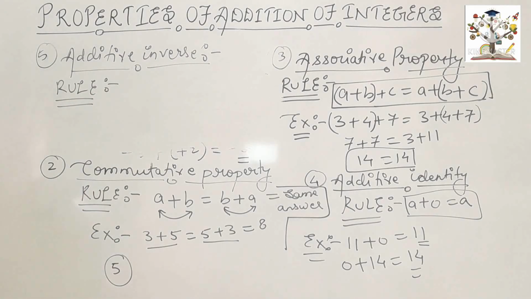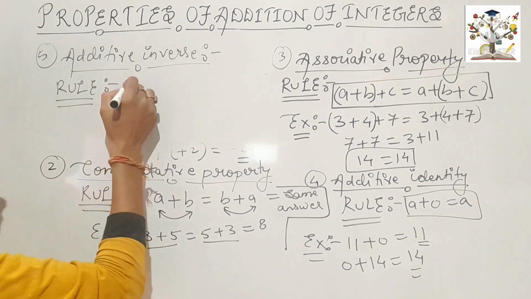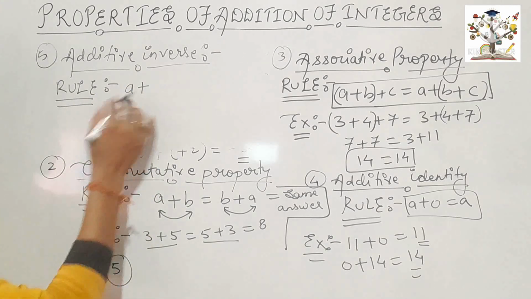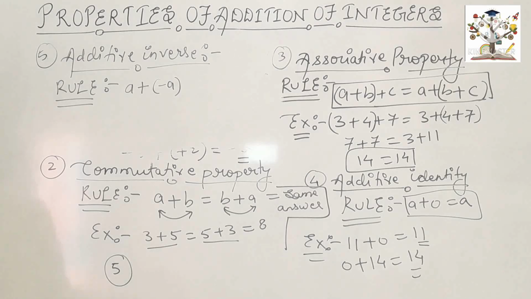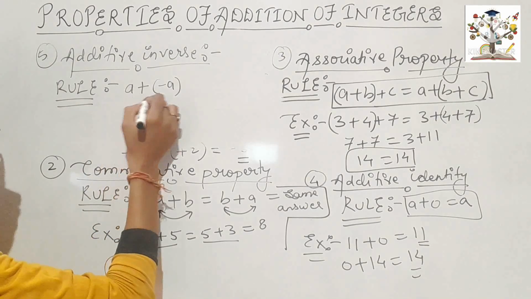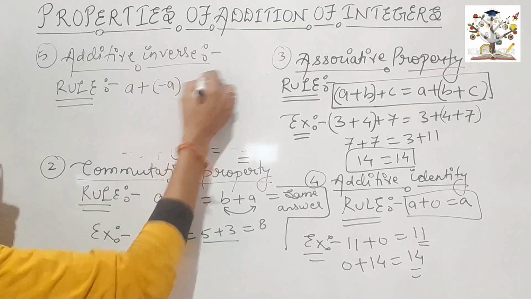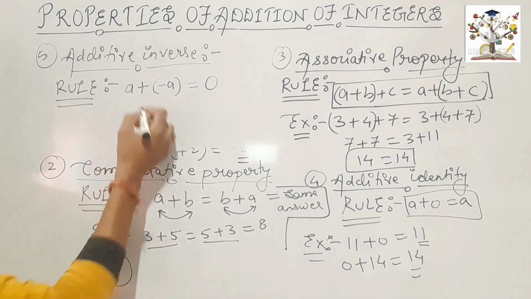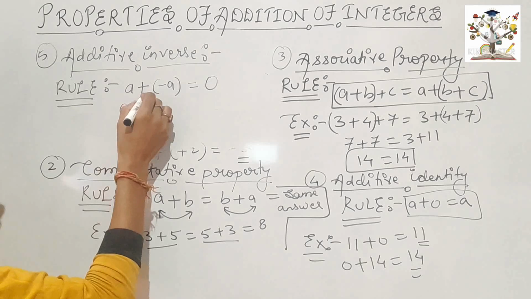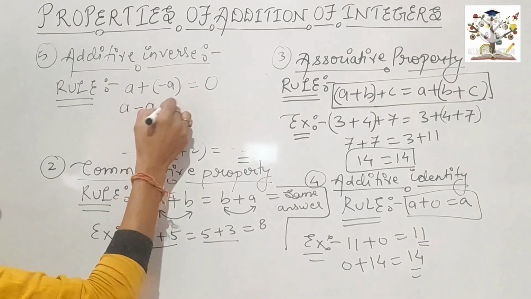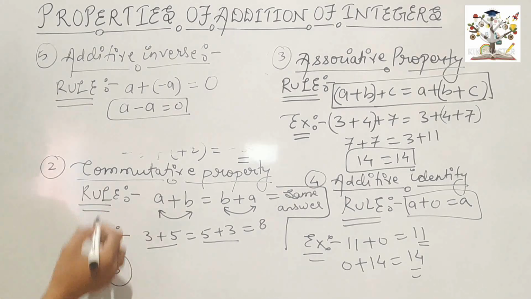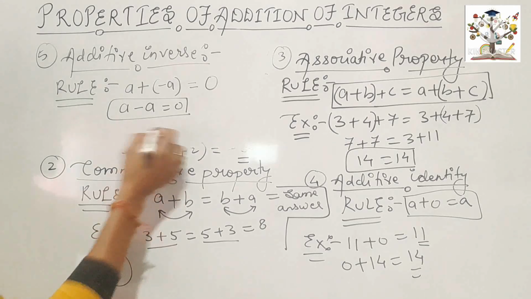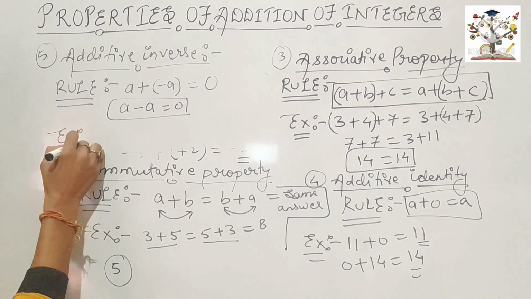The rule is, suppose I'm writing a, plus, and I'm writing minus a. I'm adding both opposite sign integers, that means one positive and another negative. What will I get? I'll get 0. How? Because both of them will cancel out each other. A minus a will be 0. Hence, if I add the additive inverse of any particular integer to the original integer, I'll get 0.